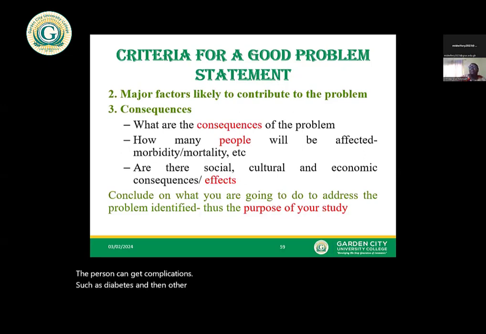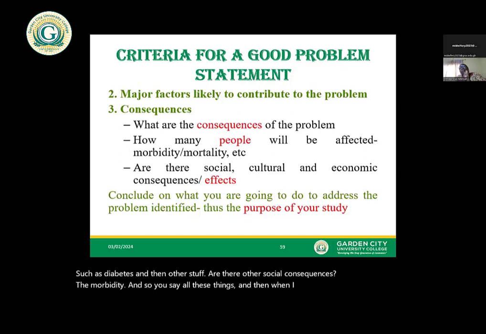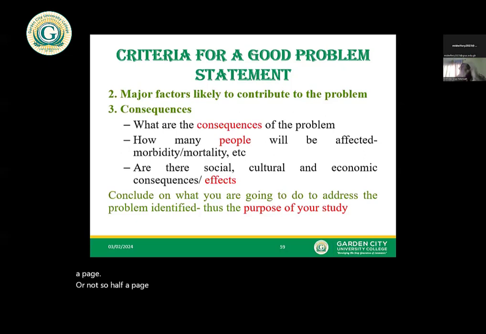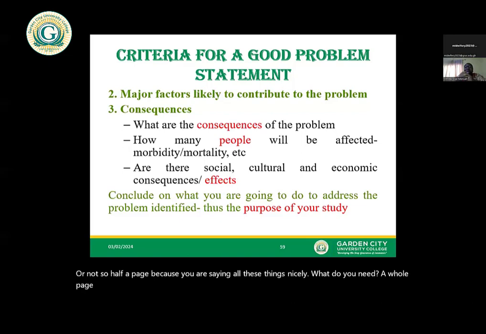Are there other social consequences? The morbidity, and so you say all these things. And then when I say it, my students will be laughing. When you say all these things in good, correct English, sometimes you get either half a page or not even that, because you are saying all these things nicely. What do you need a whole page or 1.5-page document for?